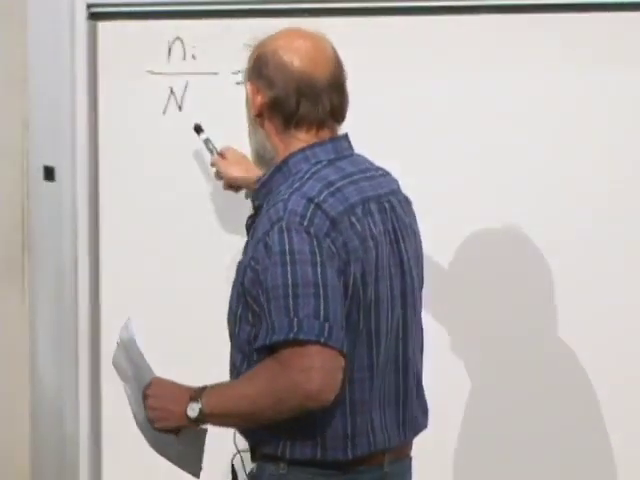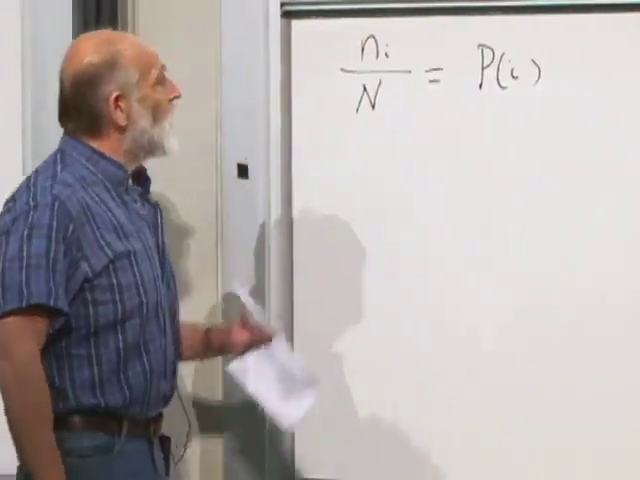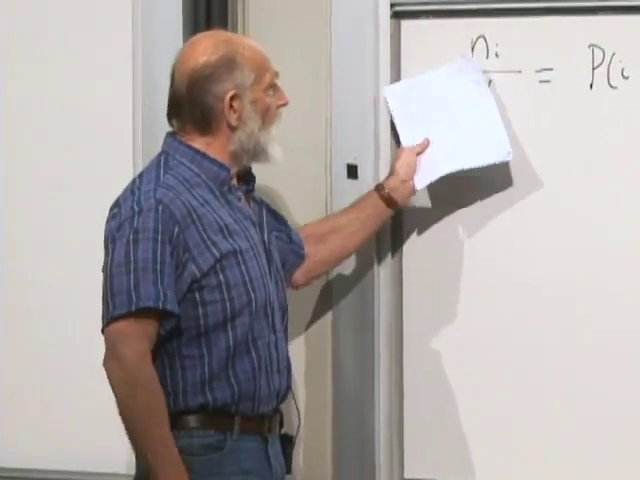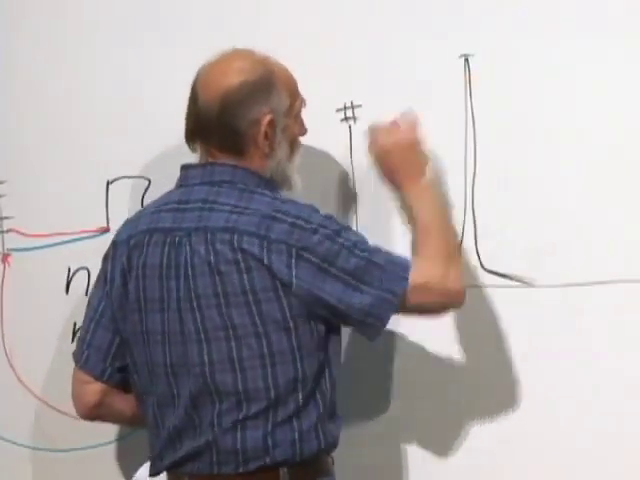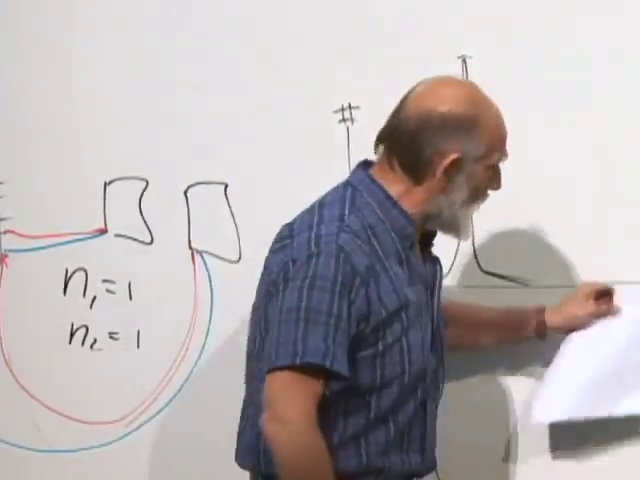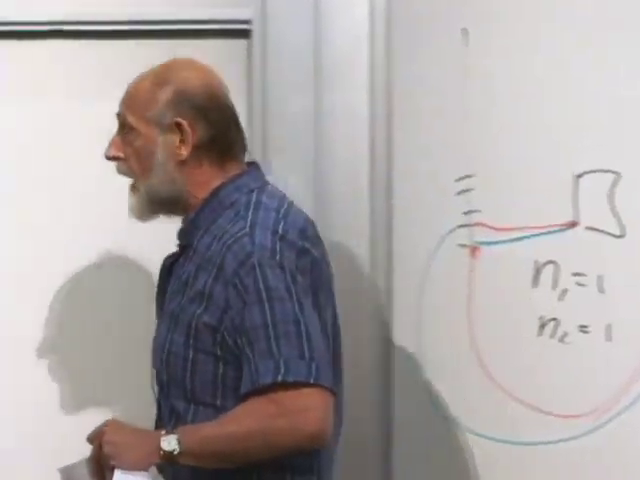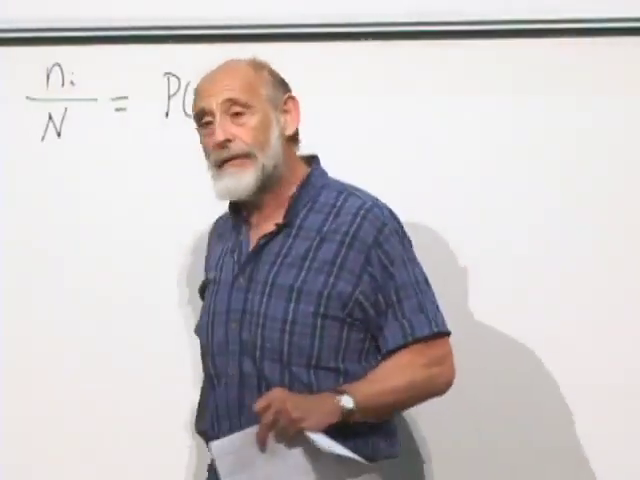So n sub I over n, at the maximum up here, the most likely value of these occupation numbers, can be identified with the probability that any given box is in the state I. That's the basic tool. It's as simple as that, more or less obvious. So we'll define P sub I to be little n sub I over n, and now let's rewrite the two constraints that are up there.